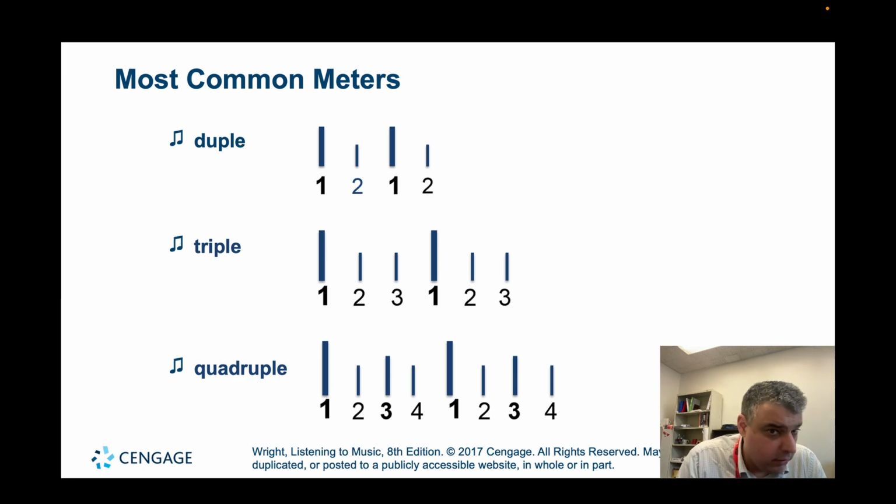That was the duple meter. Next, we'll listen to triple meter. And then finally, we have quadruple meter.